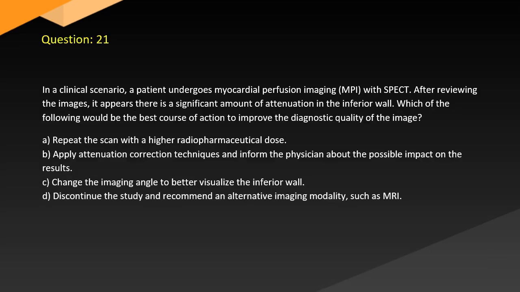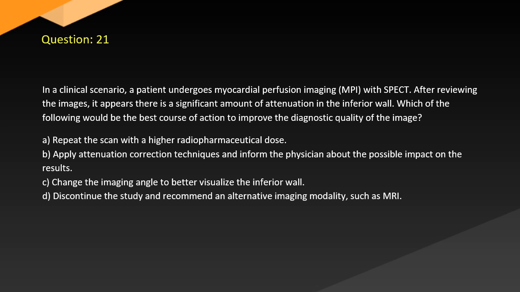Question 21. In a clinical scenario, a patient undergoes myocardial perfusion imaging, MPI, with SPECT. After reviewing the images, it appears there is a significant amount of attenuation in the inferior wall. Which of the following would be the best course of action to improve the diagnostic quality of the image?